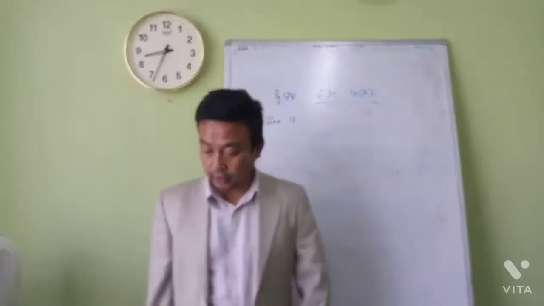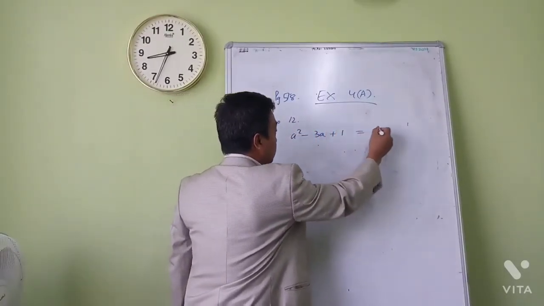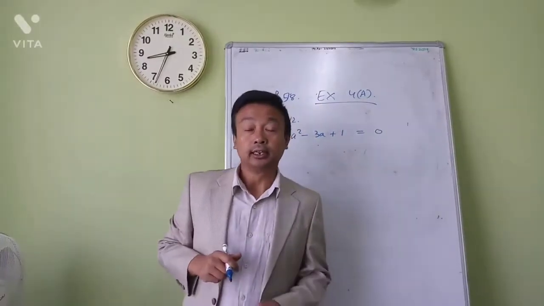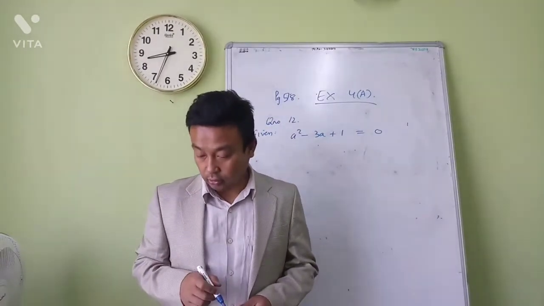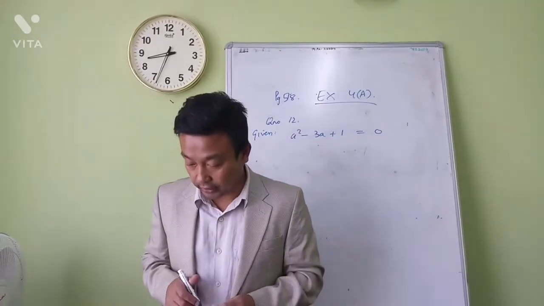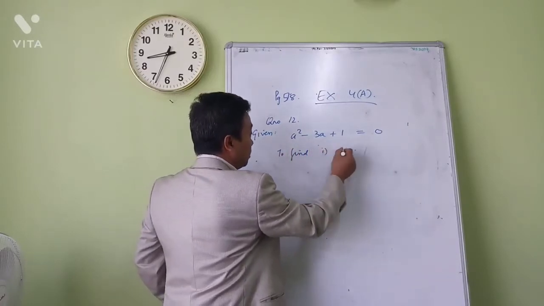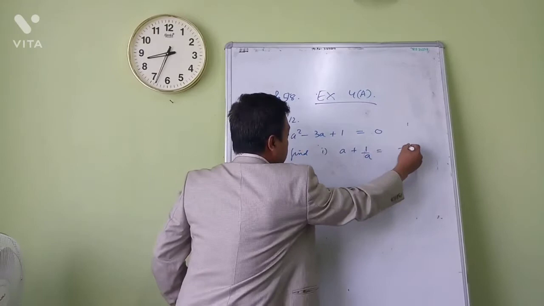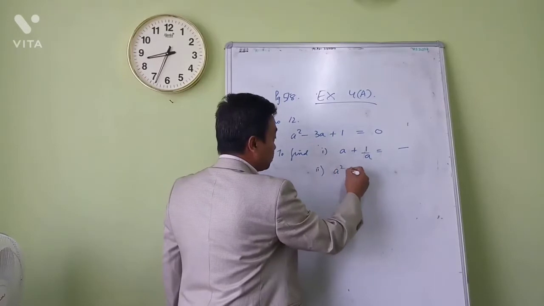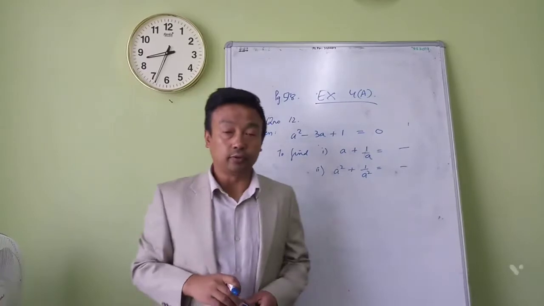See the question: if a square minus 3a plus 1 is equal to 0. This is given to you. a square minus 3a plus 1 equals 0, and a is not equal to 0. That means the value of a is not 0. You have to find two things. Number one, find a plus 1 by a. And number two, find a square plus 1 by a square. So these are the two things that you have to find here.